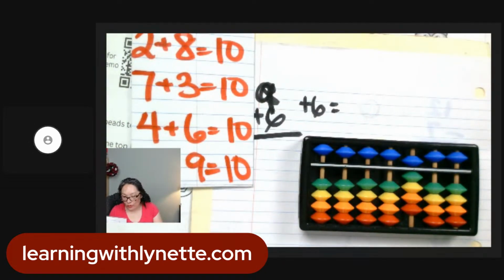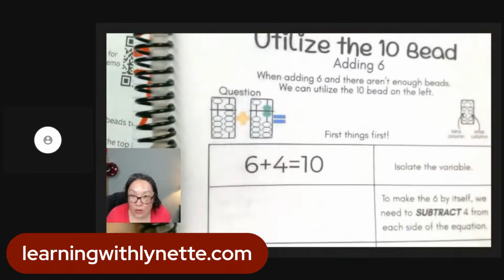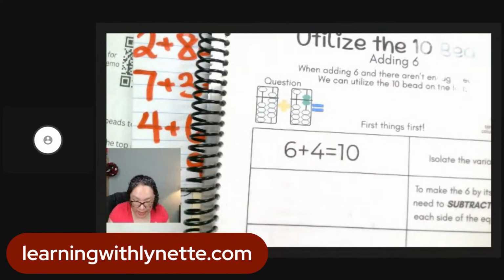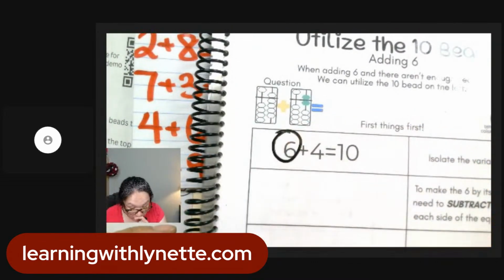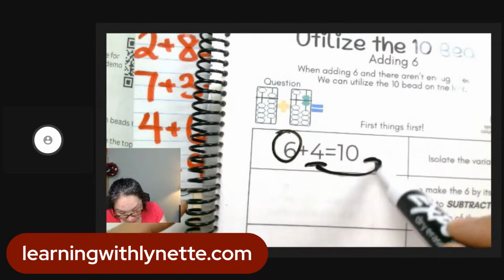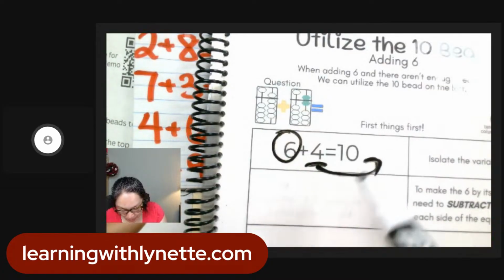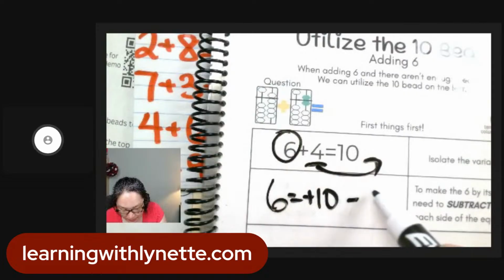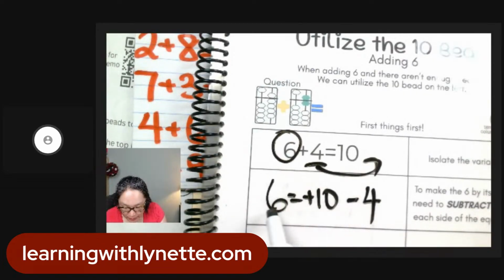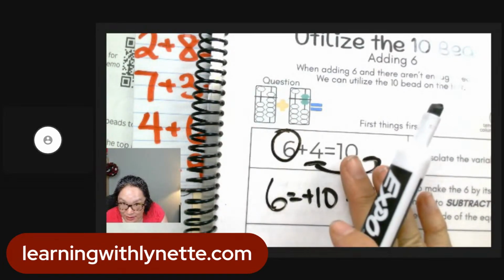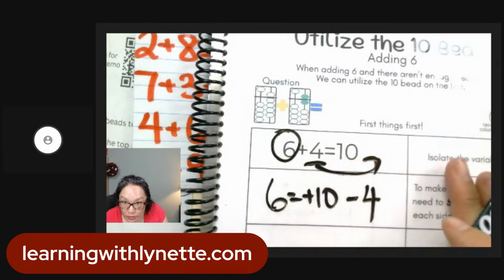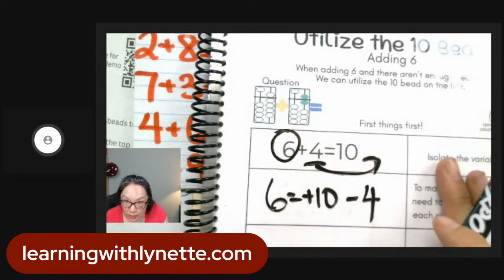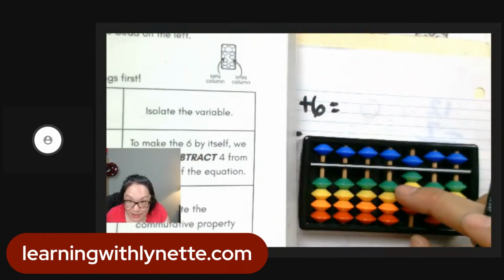So what does that mean? When we do our partners, we have our formula to understand how to make a 10. When we make a 10, what are we going to do? We're going to isolate this variable. We're going to move the 4 to the other side. So we're going to do 6 is equal to plus the 10 minus 4. Why? Because if we do plus the 10, that's not balanced. So what we're going to do is minus the 4. We're going to plus the 10.